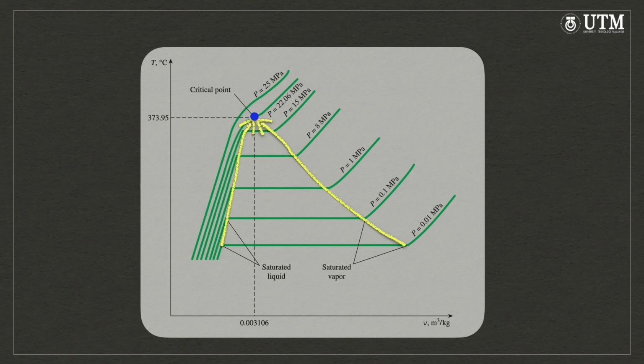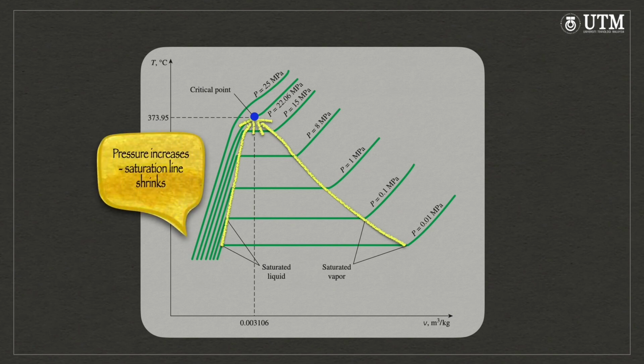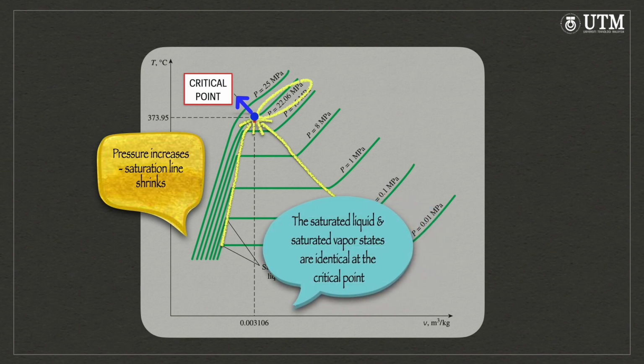It becomes a point when the pressure reaches 22.06 megapascals for the case of water. This point is called the critical point. It is defined as when the saturated liquid and saturated vapor states are identical.